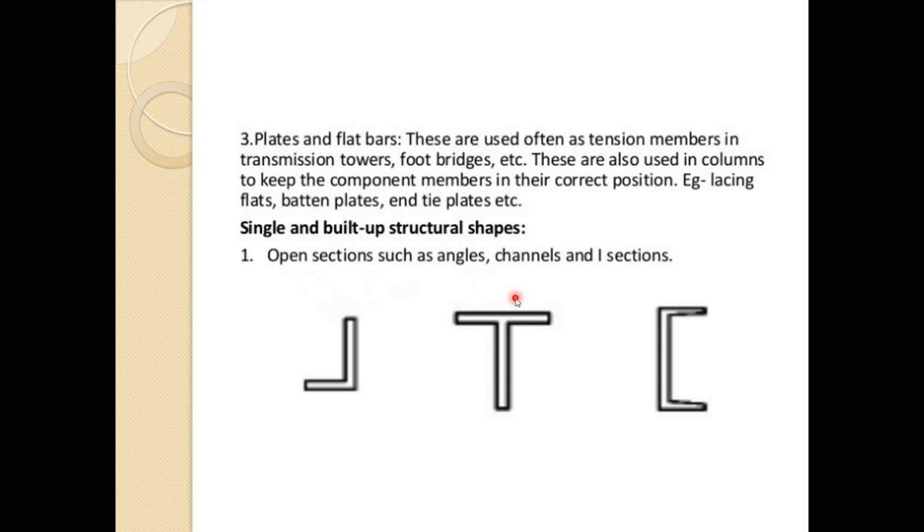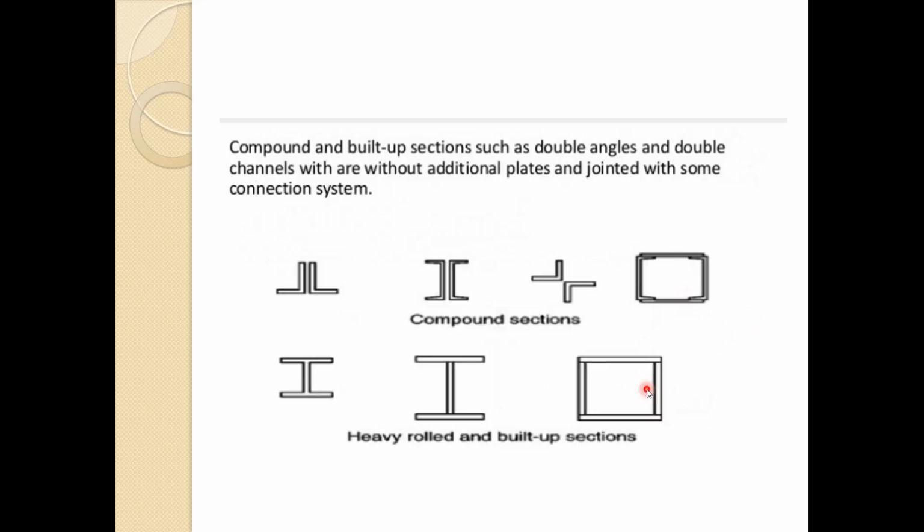So the open sections such as angles, channels and T's. These are the angles, these are the T's and these are the channels. The compound and built-up sections such as double angles, double channels with or without additional plates and joined with some connection system. So these are the double angle system which forms a T again. This is channels back to back. These are the star-like system or the plus sign like.